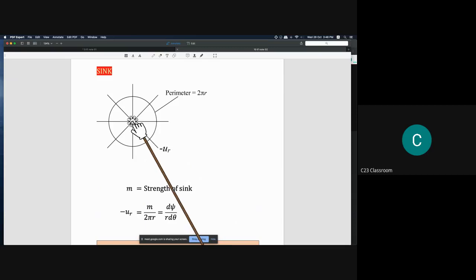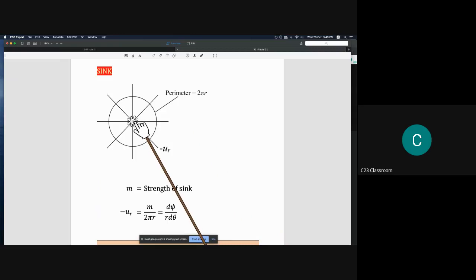If source, the water will come from one single point and move outside parallel with the radial direction. But for sink, the water from the outside will flow into one single point here, will suck or flow down into one single point here. So the velocity is actually negative u_r, the negative direction of the source. And again, the cross-sectional area of this phenomenon can be shown as 2 pi r.